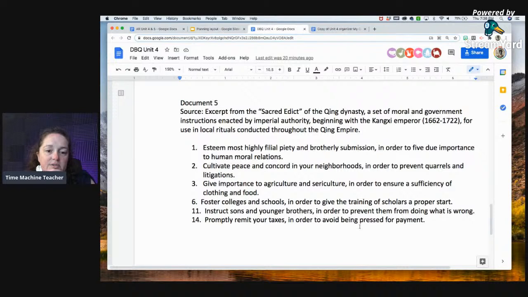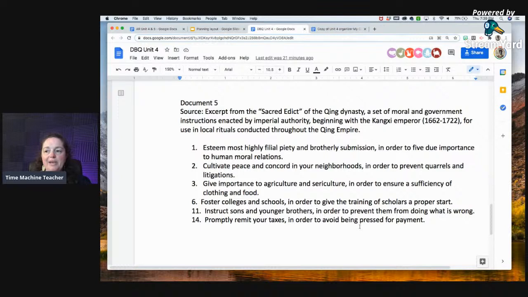Way that they can act, that how their morals and their government should be. Okay, so it says, number one, esteem most highly filial piety and brotherly submission in order to give due importance to human moral relations. Cultivate peace and concord in your neighborhoods in order to prevent quarrels and litigations. Give importance to agriculture and sericulture in order to ensure a sufficiency of clothing and food. Foster colleges and schools in order to give the training of scholar a proper start. Instruct sons and younger brothers in order to prevent them from doing what is wrong. Promptly remit your taxes in order to avoid being pressed for payment.